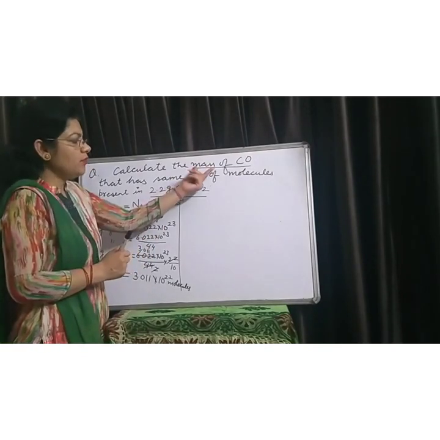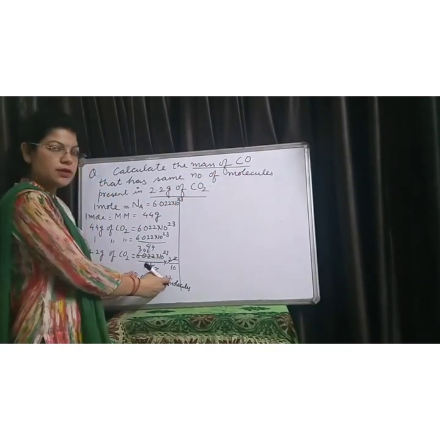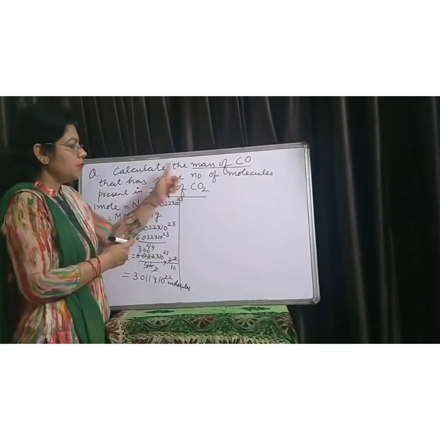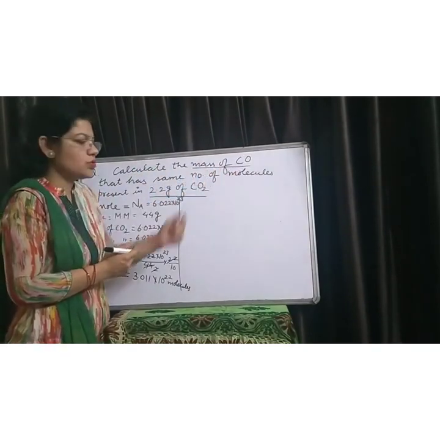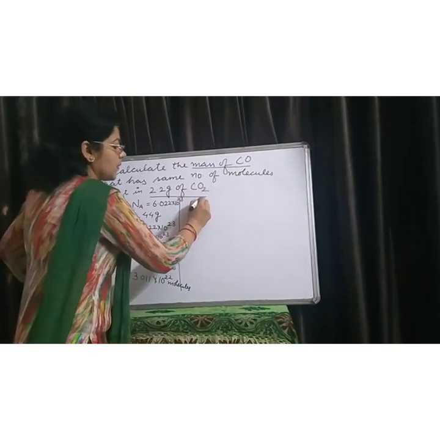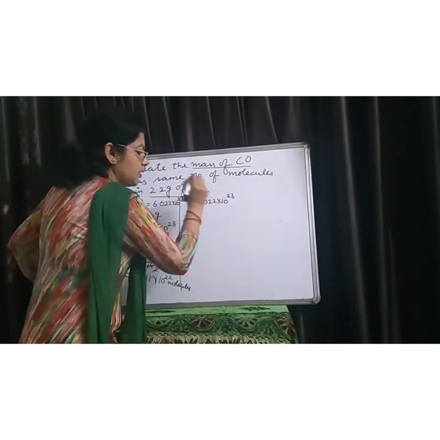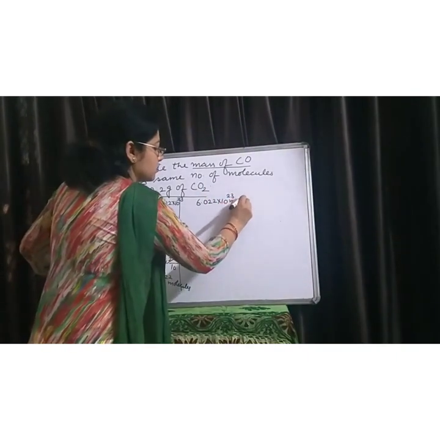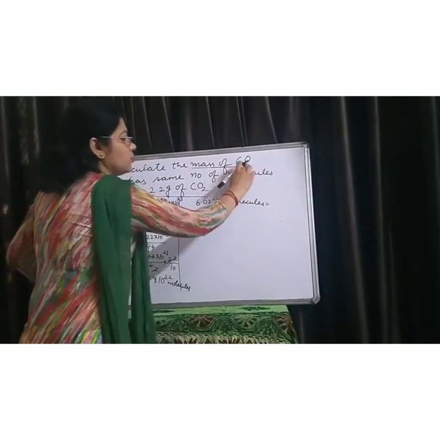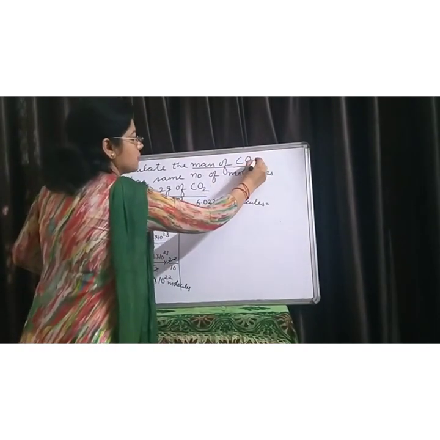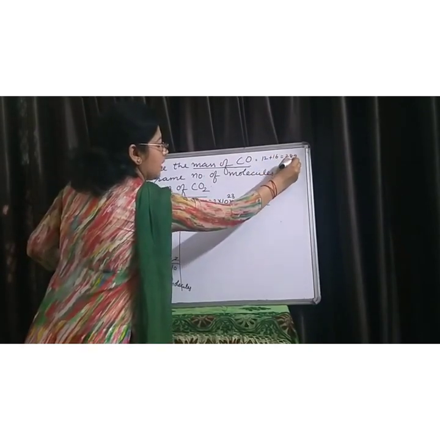In the second part we have to calculate the mass, so we put mass on the right side and number of particles on the left side, because in the second part we have to calculate the mass of carbon monoxide. So put the equation: 6.022 × 10^23 molecules has mass equal to the mass of carbon monoxide, which is 12 plus 16, that is 28 grams.